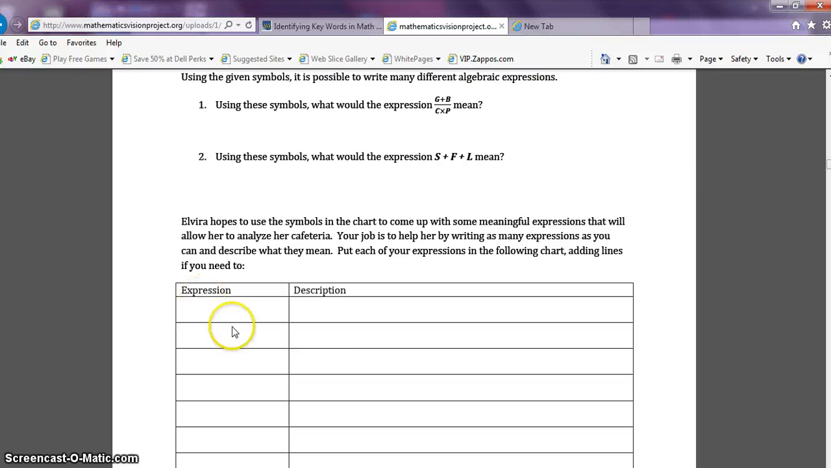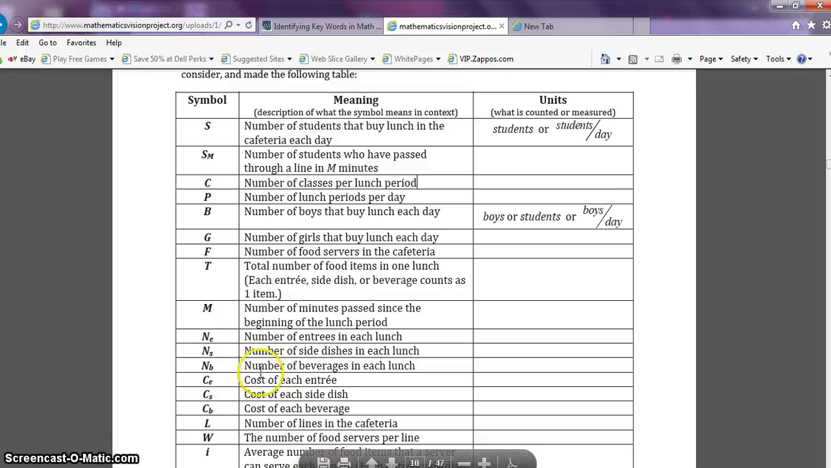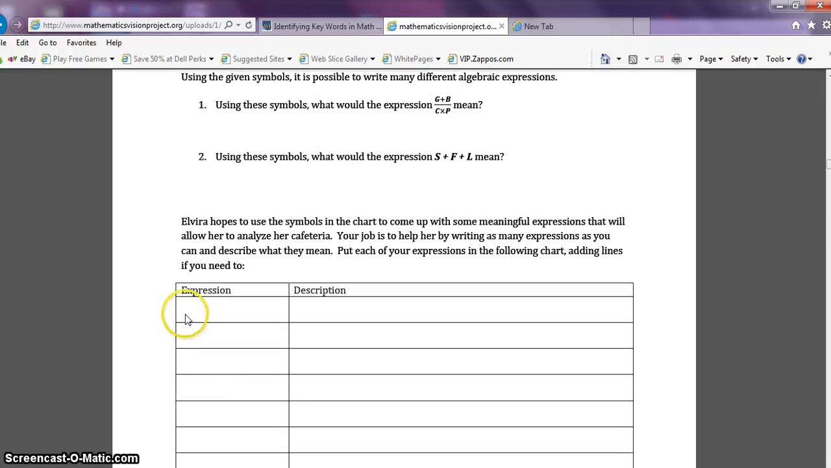Next, I want you to come up with an expression. First of all, take a look at what symbols you have and what you could find out from these symbols. For example, you could say, I want to find out how much a complete meal is. I could look at the number of entrees. So let's say I think a complete meal is an entree, a side dish, and a beverage, right? Well, what if I want to find out how many items there are to buy for lunch? Well, we can buy entrees, side dishes, and beverages. What I could say is I add NE plus NS plus NB. So I would put that as my expression, NE plus NS plus NB. My description would be the total number of items available at lunch.